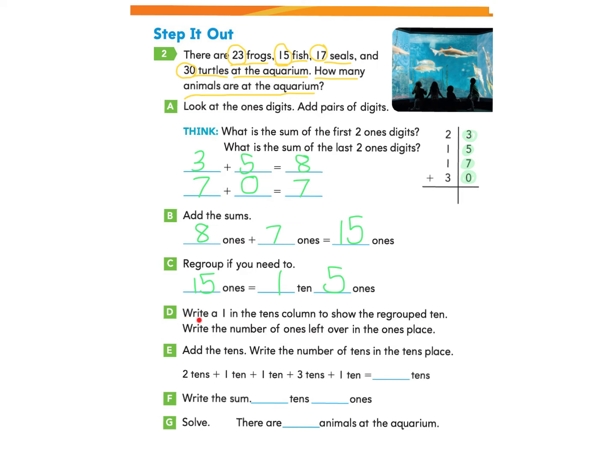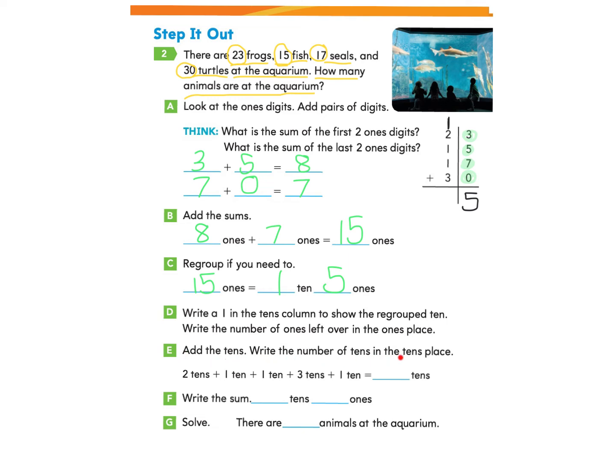Part D asks us to write a 1 in the tens column to show the regroup 10. So this part here, 1 ten, we are going to write a 1 in the tens column to represent that one group of 10. And then we're going to write the number of ones left over in the ones place. And the number of ones left over is 5. So we are going to write 5 in the ones place. Now we're ready to look at part E, add the tens.